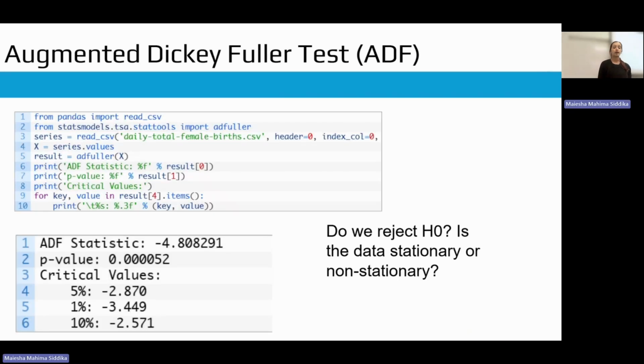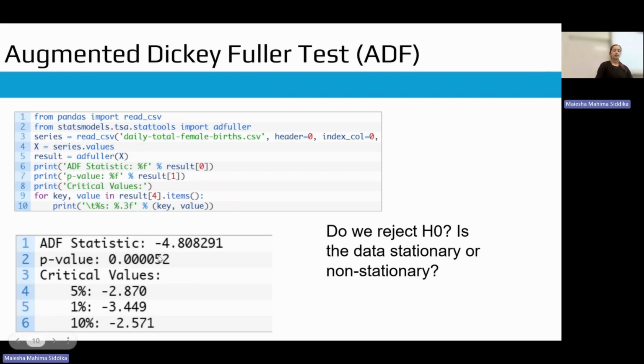So this is an example of how you would implement the ADF test in Python. There's a key function here, import adfuller, and that's what you would use. Line 3 is simply importing the dataset using read_csv. Then we can use the adfuller function on our time series X, and then we have result. Result is a tuple, and the first element gives us the ADF statistic. The second index gives us our p-value, and the fourth index gives us critical values.